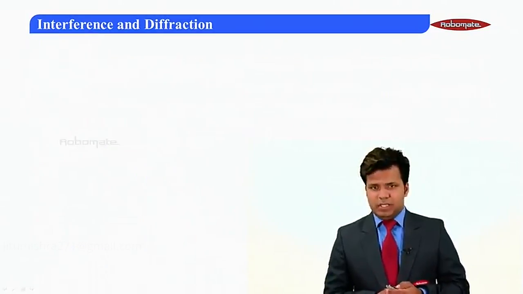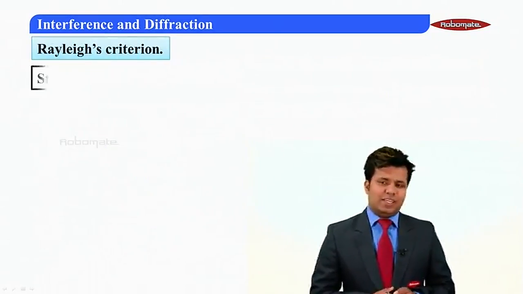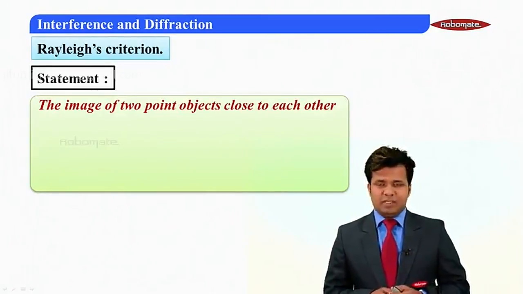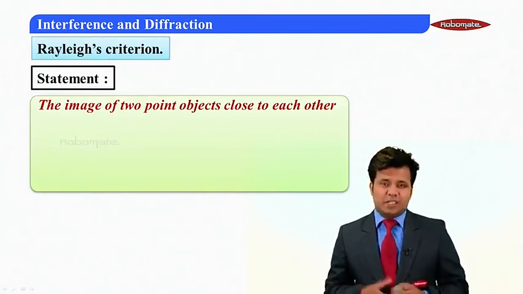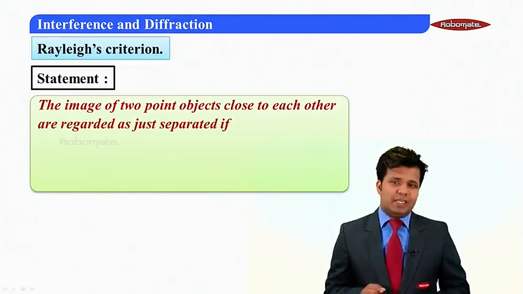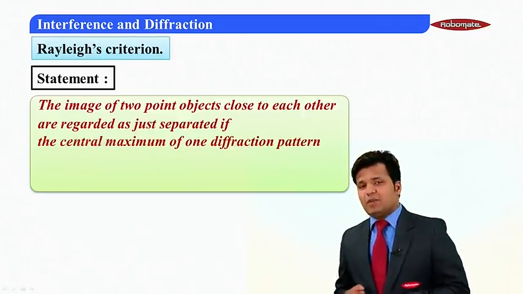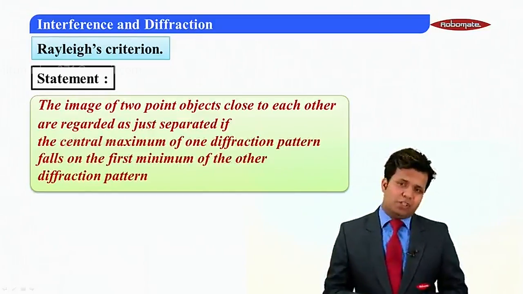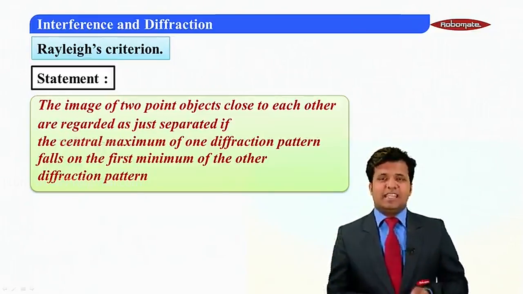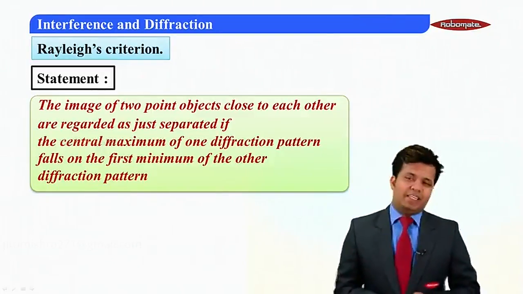So students, here we can state a statement: we have 2 point images. The images of 2 point objects close to each other are regarded as just separated if the central maxima of one diffraction pattern falls on the first minimum of the other diffraction pattern. So this is going to be the statement of Rayleigh's criterion, students.